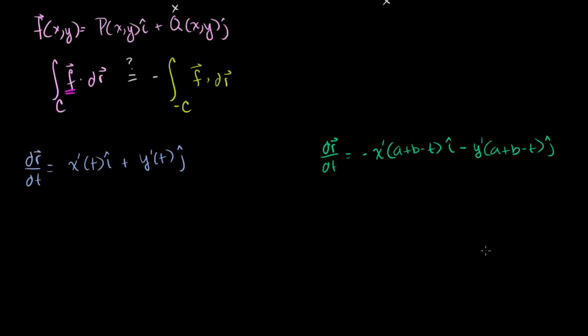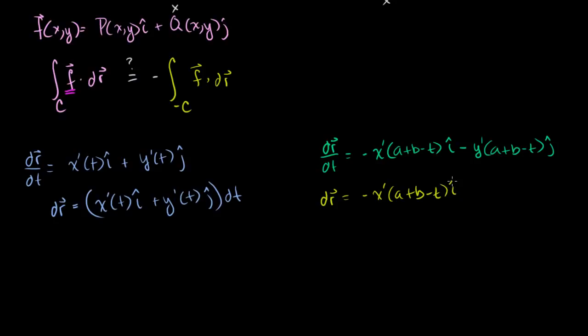And then if we wanted to write the differential dr in the forward curve example, it's going to be equal to x prime of t times i plus y prime of t times j, times the scalar dt. I could multiply it down into each of these terms, but it keeps it simple just leaving it on the outside. Same logic over here. dr is equal to minus x prime of a plus b minus t times i minus y prime of a plus b minus t times j. And I'm multiplying both sides by dt.